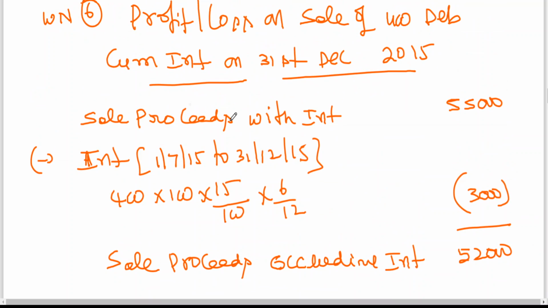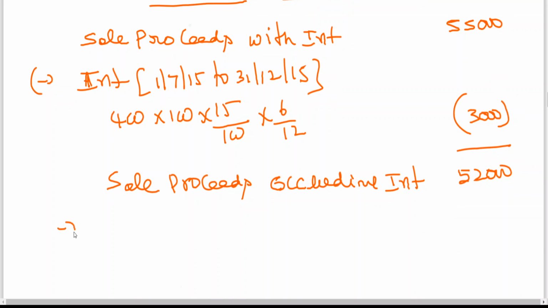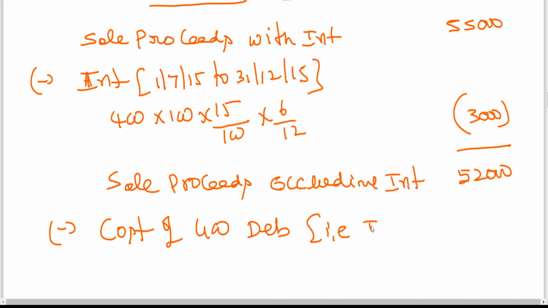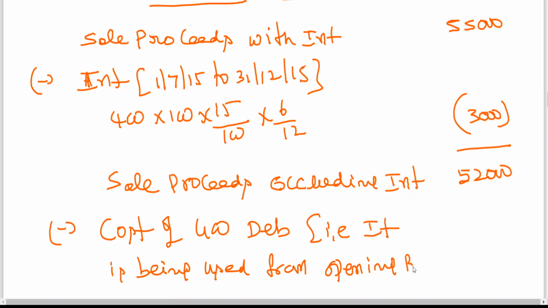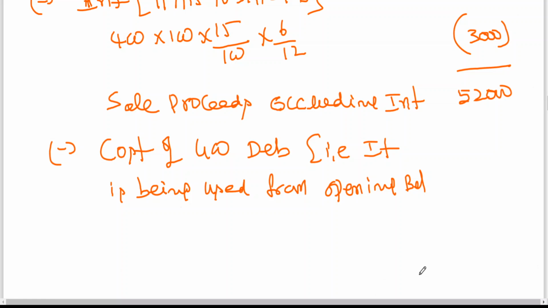If it is ex-interest, say for example ex-interest, no need to deduct interest, but interest is to be calculated, no need to deduct interest to find out profit or loss. Now, next, cost of 400 debentures. That is, it is being used from opening balance of 1000 debentures, no? From opening balance of 1000 debentures.